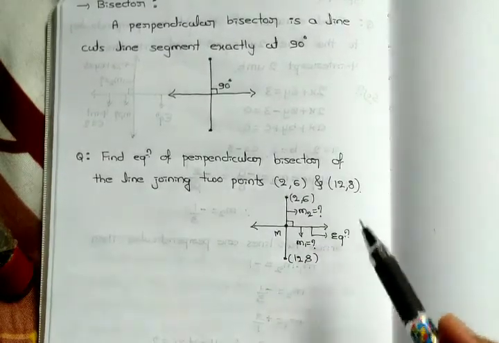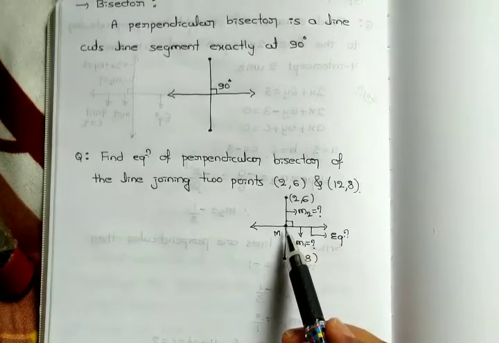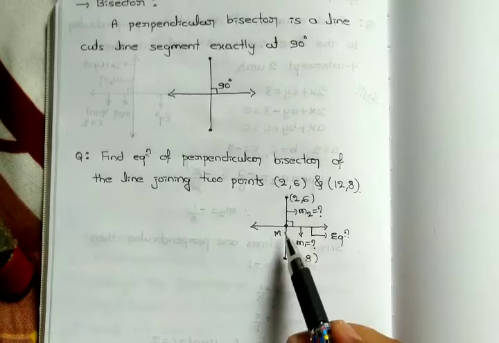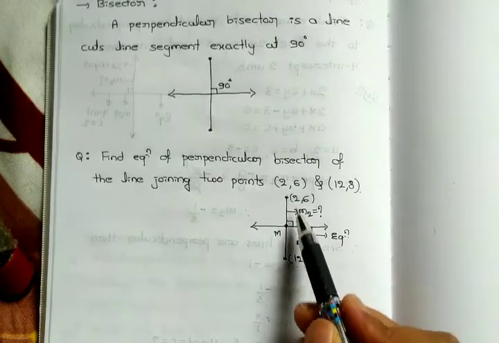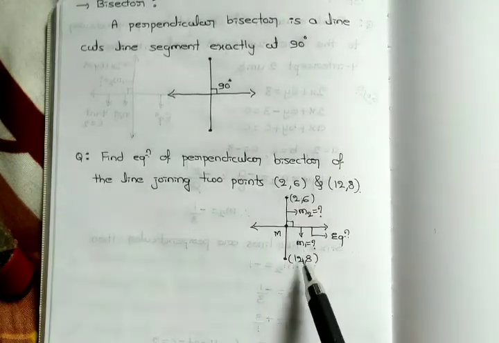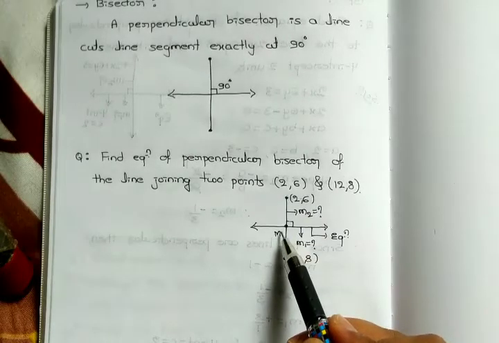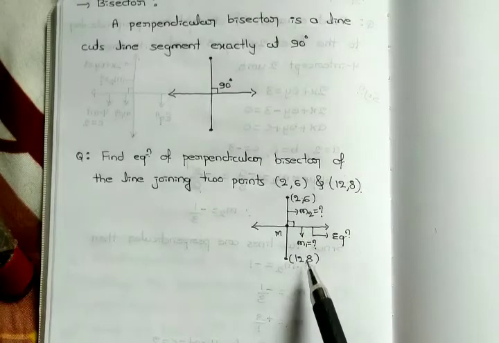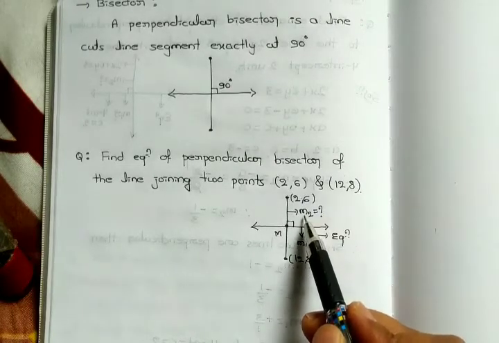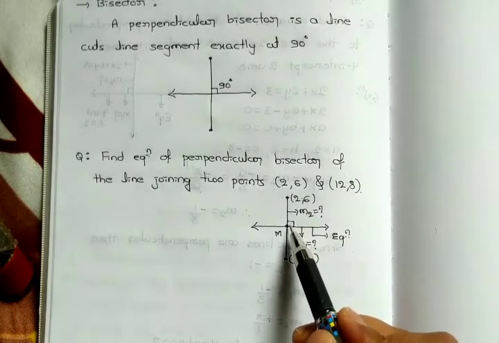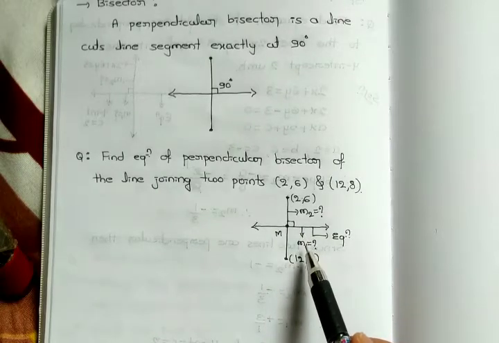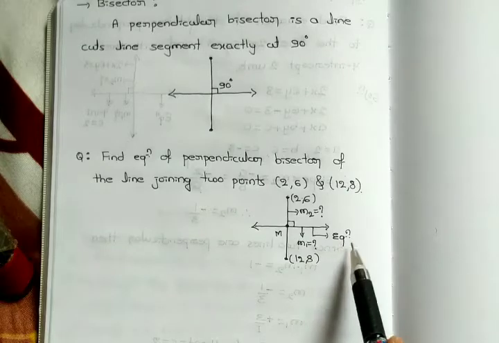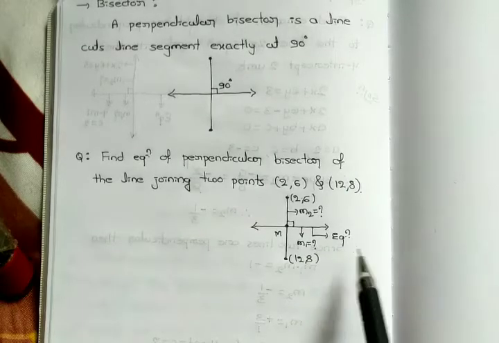So first, this point is the midpoint, correct? M is the midpoint of these two points, so using these two points I first find the M value. Next, using these two points, I find the slope of this line segment. Next, using the perpendicular condition, I find the slope of this line. Later on, I find the equation.